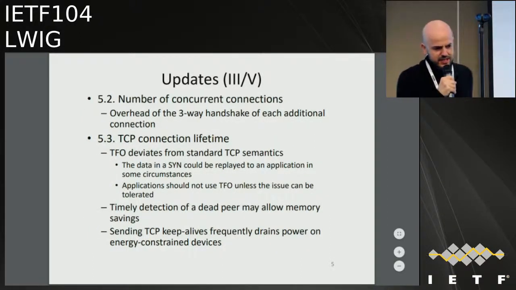Then in the section 5.2, which discusses the number of concurrent connections, we have added something which is actually obvious but was not written in the document, which is that we need to take into account the overhead of the three-way handshake of each additional TCP connection. So this is yet another reason why we may want to keep the number of concurrent connections in a constrained device low. And also we've updated the TCP connection lifetime section here regarding the text on TFO.